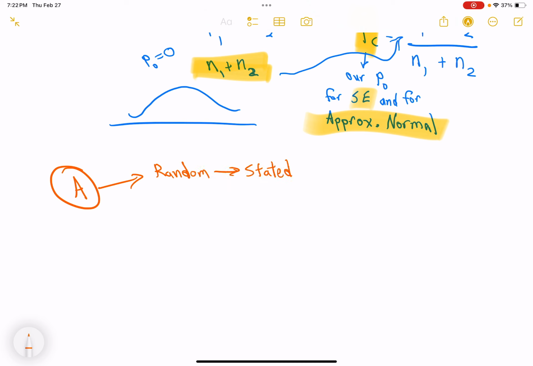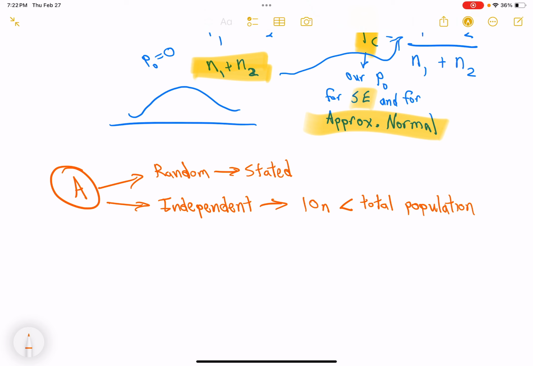Second part of our assumptions will be, well, is it independent? And of course, we know the rule for that is if you do 10 times the sample size, that should be less than the total population.